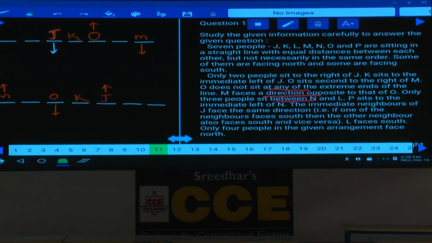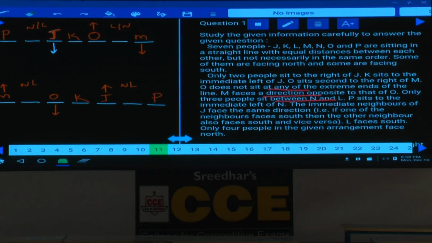Only 3 people between N and L. How many people are in between N and L? Only 3 people. If N is here, then L will be here, or if N is here, L will be here. Then who is the person left over here? P is the person left over, P will be here. Now in between N and L, there must be exactly 3 persons, hence P must be at this place.